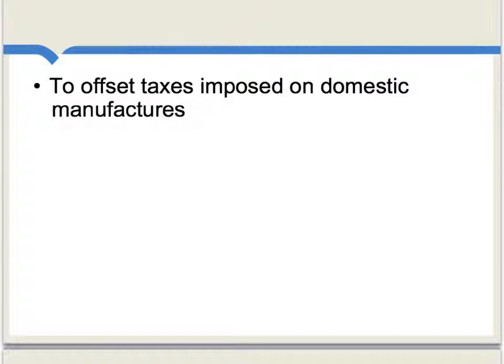Smith also argues you might conceivably want a tariff on foreign goods if you need to offset some kind of domestic tax imposed on your domestic manufacturers, because otherwise, without the tariff, there could be a kind of distortion where your domestic producers are at a relative disadvantage.